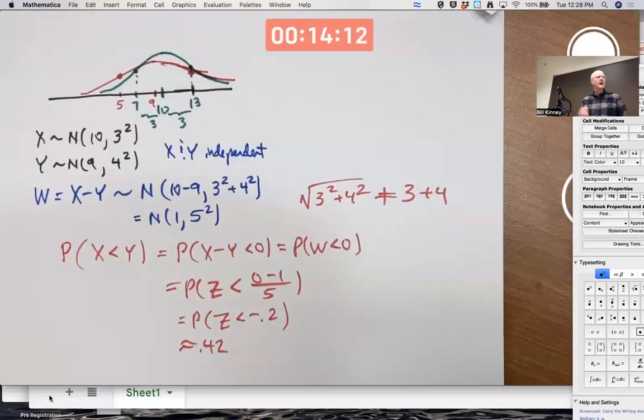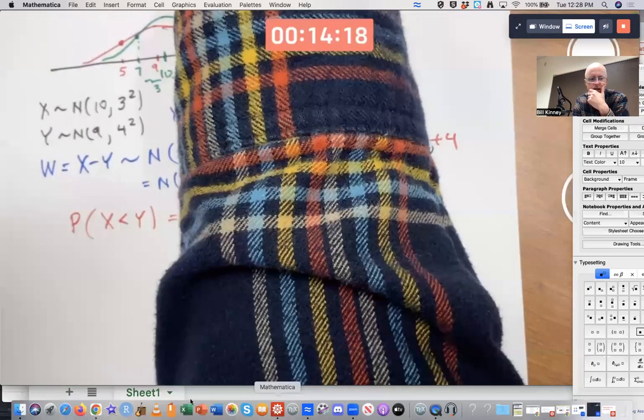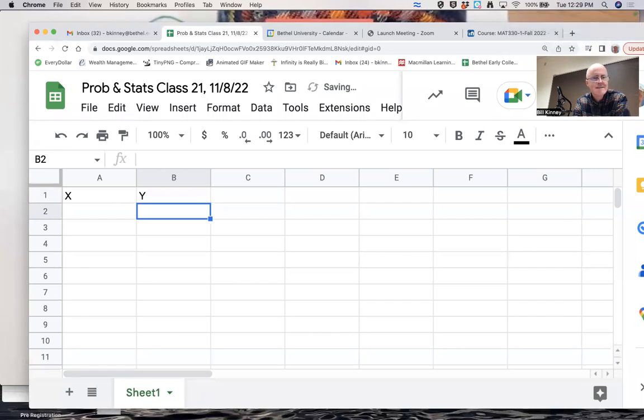Is there another way we can try to believe this? Sure, with simulation. Let's try simulation in a spreadsheet. So we're going to look at observed values of X and observed values of Y. Maybe we'll do 100 samples of size 100 or something and count how many times X is bigger than Y.